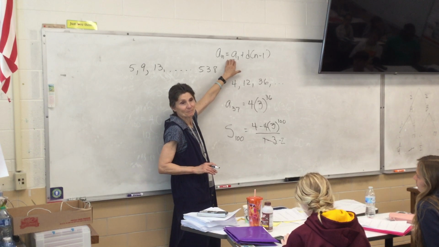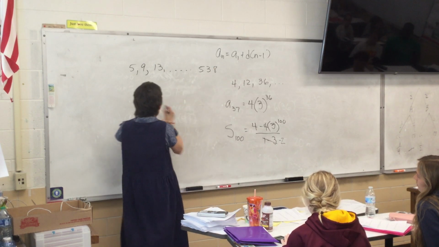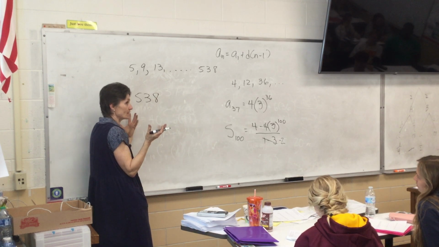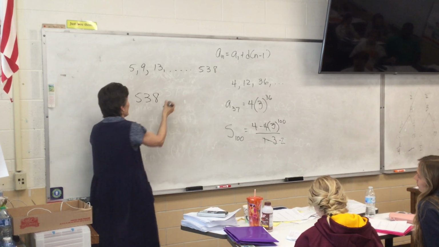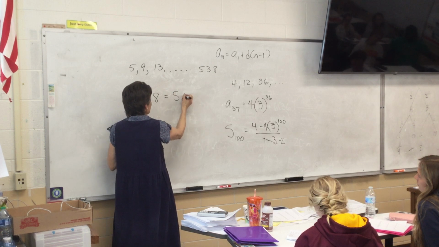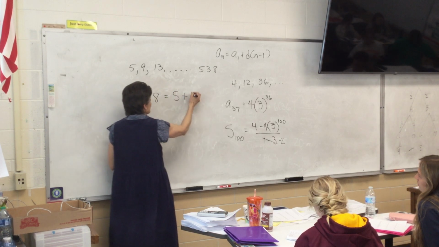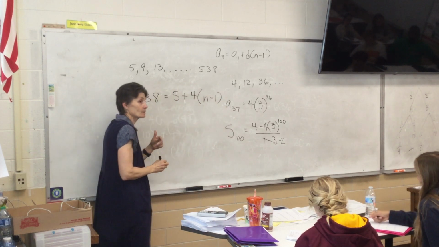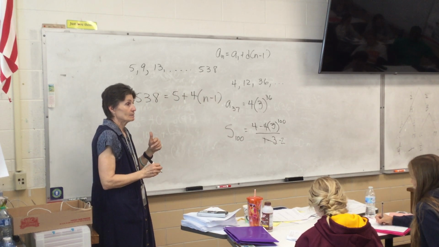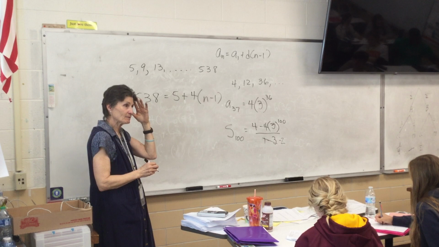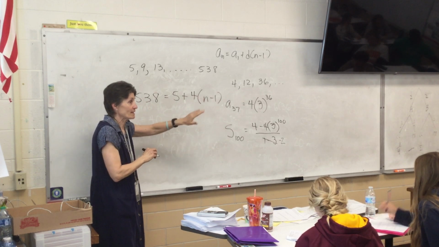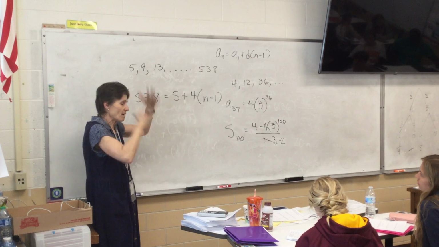The last term that I'm concerned about is 538. The first term is 5. The common difference is 4, and n minus 1. Look at that. Think about that. Does that make sense to you? Now before we solve it, is that solvable? Yes. Yeah, everybody can solve that.